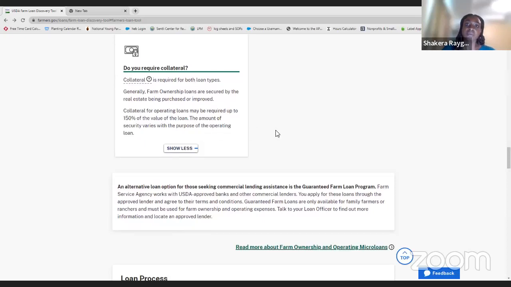The same goes for microloans and the collateral requirement. You can put up to 100%. They try to go for 150%, and they will come and assess the land. They will assess the equipment and make sure that the value matches the price of the loan, the cost of the loan.